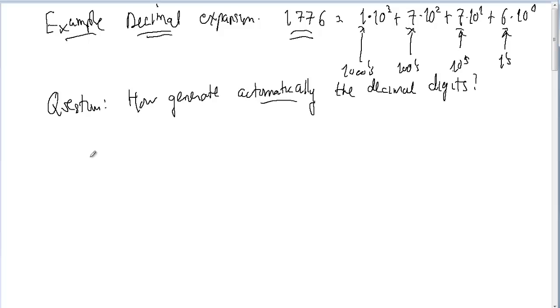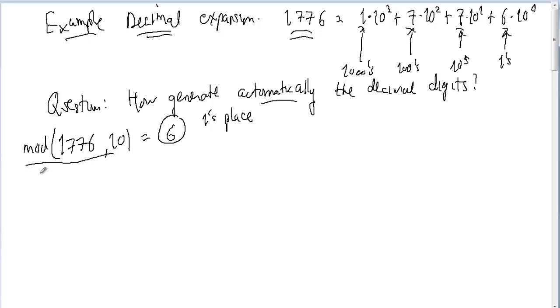All right, well, let's think about it this way. If I take 1776 and take the mod base 10, I'll get 6. Now 6 is the 1's place, right? I could certainly include this command in a spreadsheet, and I could get this as the result. So here's a way to automatically get the 1's place for any number.